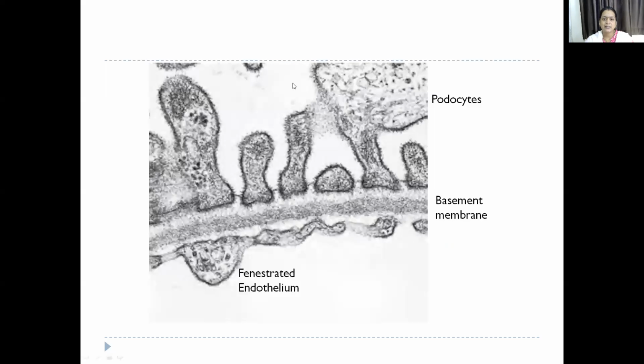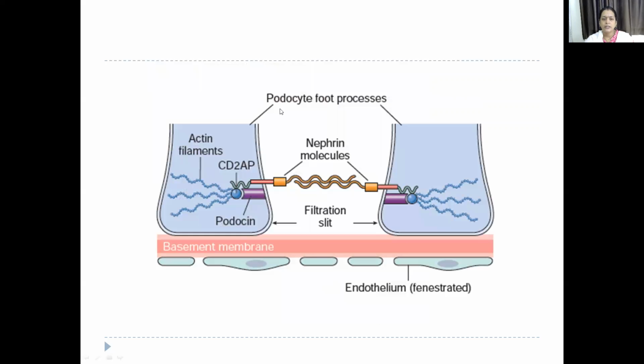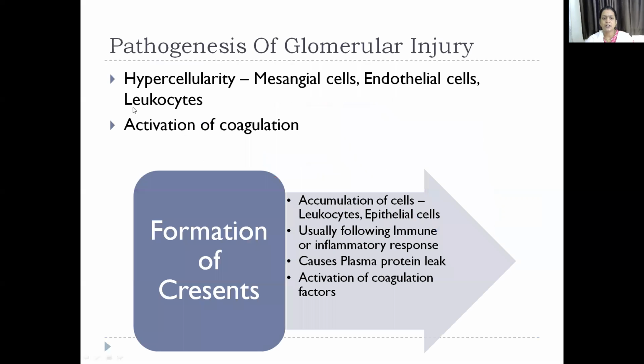So here we see this is the structure of the visceral epithelium again. This is the basement membrane, the fenestrated endothelium. Here you are seeing the electron microscopy picture. You can see in between the podocytes there is the slit diaphragm. I told you about the podocyte foot processes and the nephrin molecules here; the integrity of the visceral epithelial layer is maintained by these nephrin molecules. So this is the electron dense layer, the lamina rara interna and externa, the endothelium which is fenestrated. So what is the pathogenesis of the glomerular injury?